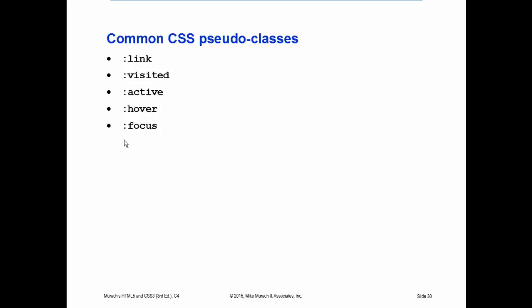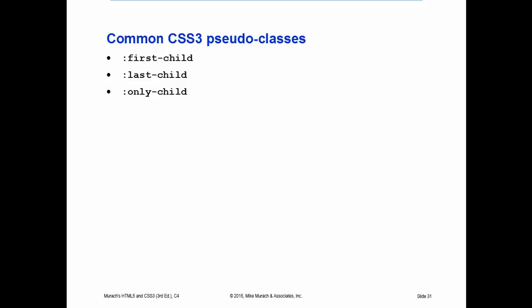Hover is when you hover over an element, and focus is whatever element has the focus. Now, those aren't too bad. Some of these start to get a little hinky. First child, the first child of an element. Last child, the last child of an element. All right? Only child, the only child of an element.